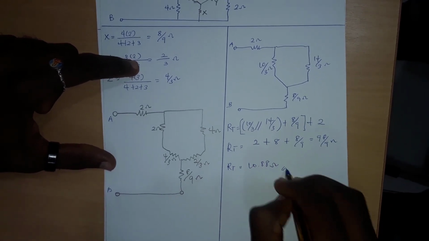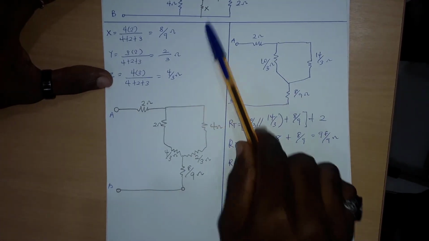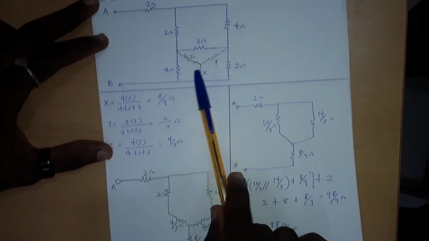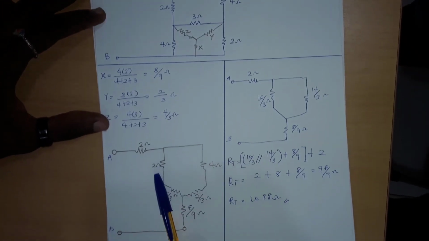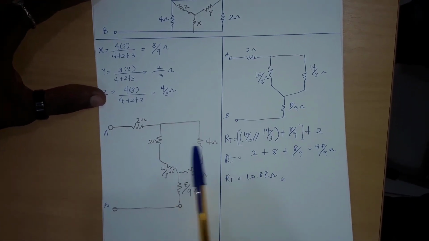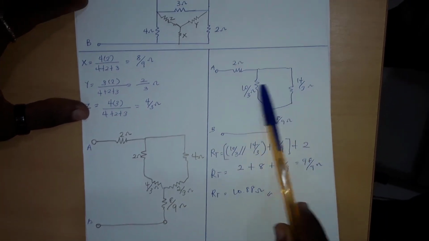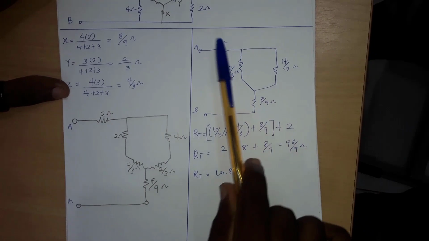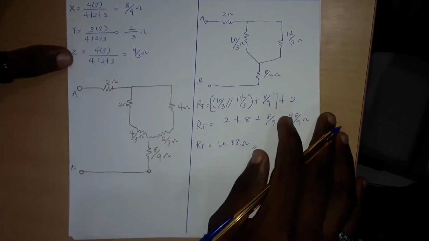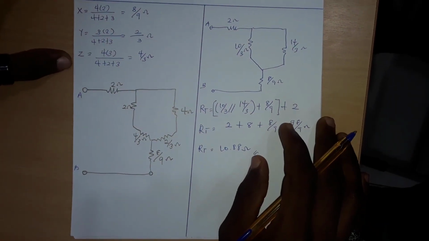10.88 ohm. So we can see that we changed this delta into star, and after changing it we saw that some of the resistors were in series, and after combining them we saw that they were in parallel and in series with this, and they are all in series with this. So we see how effective the star to delta transformation is.